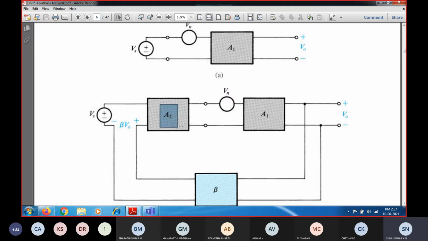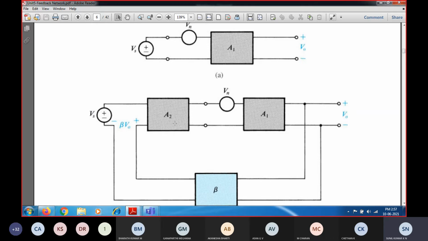This amplifier will not be subjected to any noise. So this is the clean amplifier. A2 will be considered as a clean amplifier, to which we are going to give the input signal source. Assume that preceding the main amplifier, I am going to connect a clean amplifier to which I am going to apply the signal voltage.